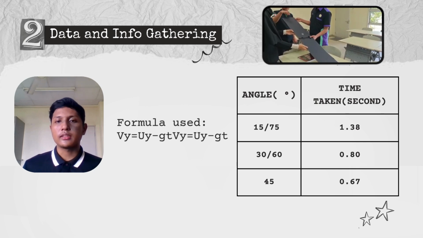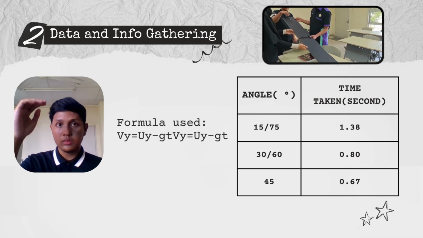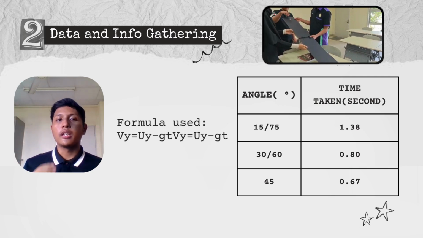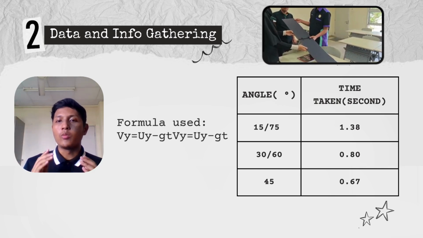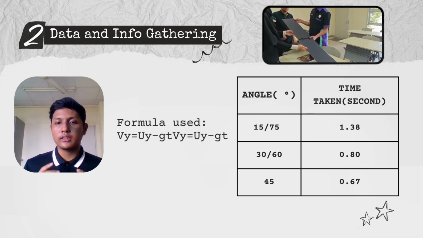Next, time taken means the time taken for the ball to go from the top of the ramp to the bottom part, and the times are 1.38 seconds, 0.8 seconds, and 0.67 seconds.